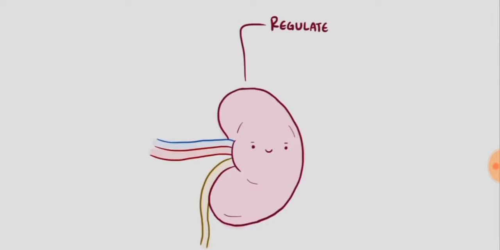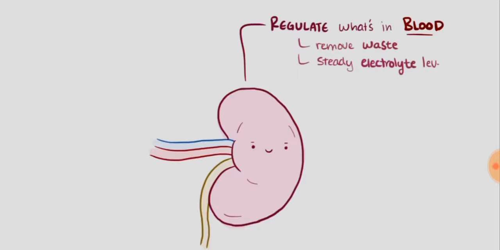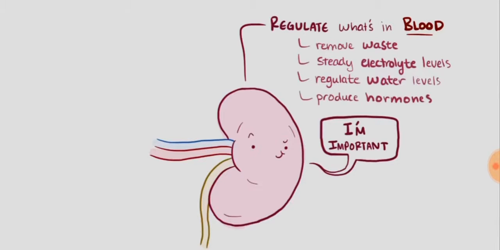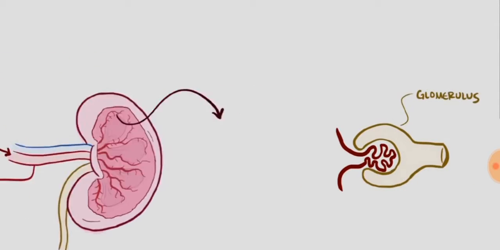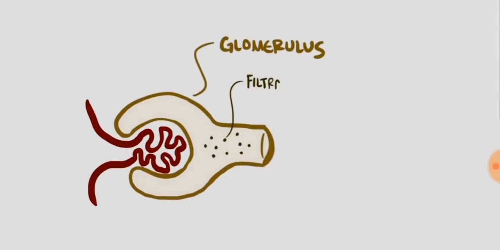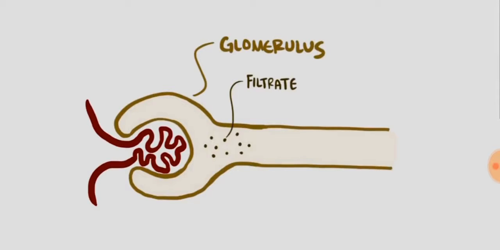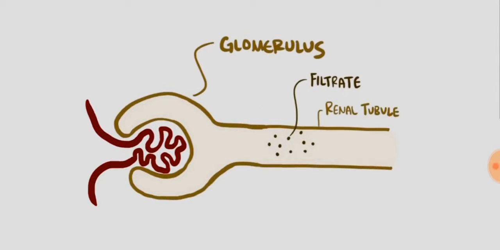Now, the kidney's job is to regulate what's in the blood. So they might remove waste, or make sure electrolyte levels are steady, or regulate the overall amount of water, and even make hormones. The kidneys do a lot of stuff. Blood gets to the kidneys through the renal artery, into tiny clumps of arterioles called glomeruli, where it's initially filtered, with the filtrate, the stuff that gets filtered out, moving into the renal tubule.